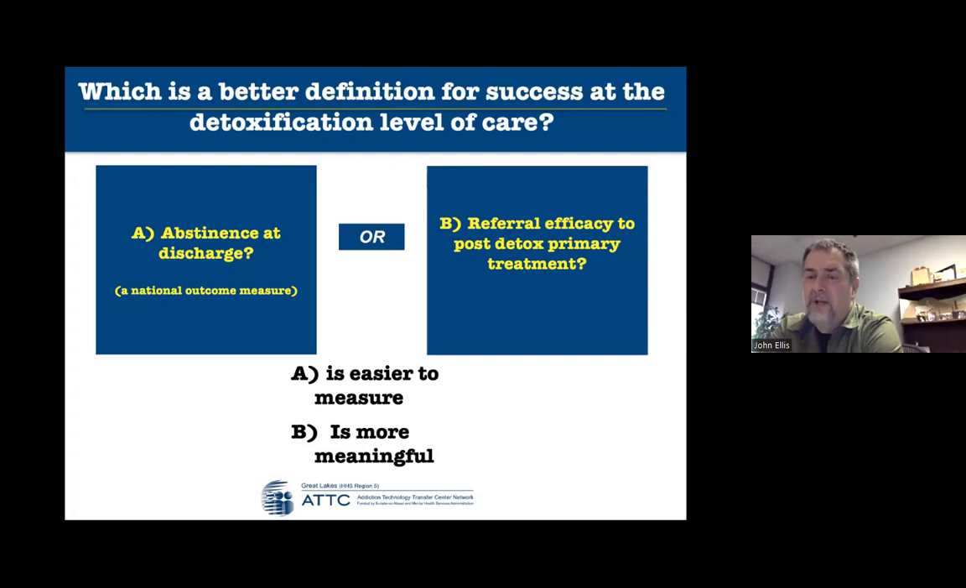Did they show up at their next treatment? Did they show up at IOP? Did they show up at residential treatment? Did they show up at recovery housing? It might take a little bit more effort to get that outcome because you'll have to do some calls. There'll have to be a relationship with the other provider that lets you know that they showed up. But it is much more meaningful if we're thinking of what is treatment success.